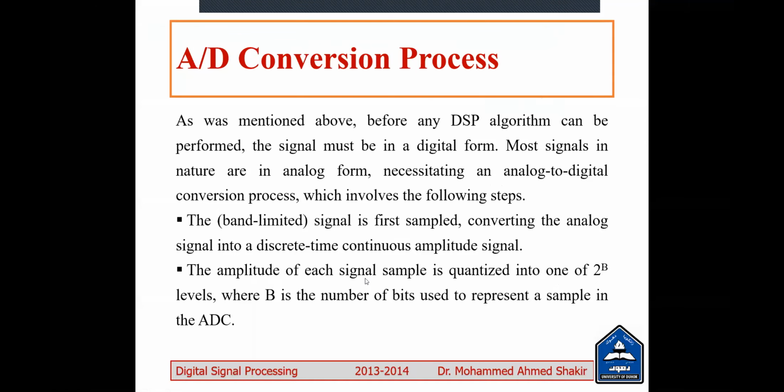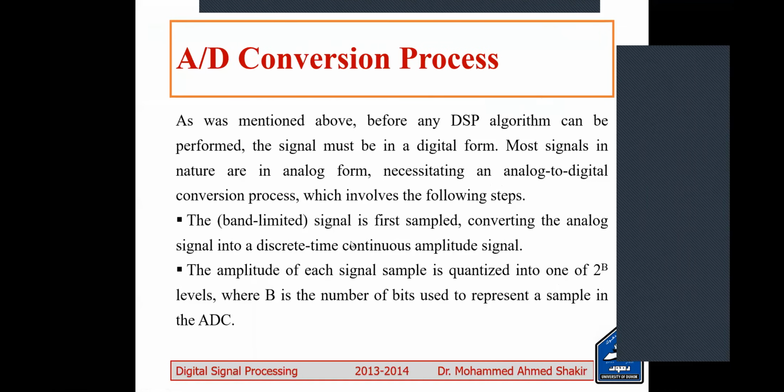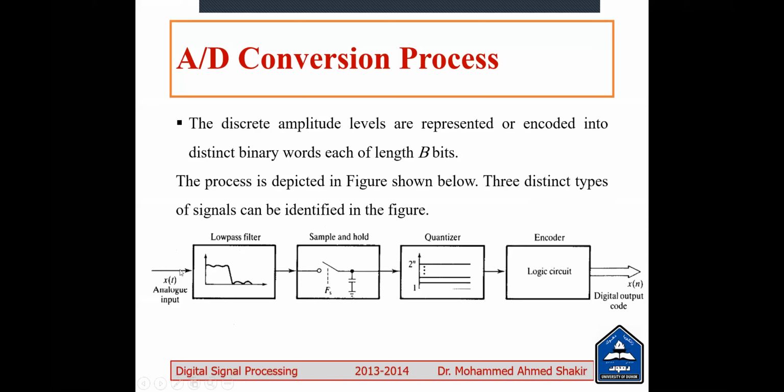So we are going to talk about this diagram. Okay, look, at the beginning we have a low pass filter. Then it's followed by a sample and hold circuit. Then we have a quantizer and encoder. Really, this diagram represents the operation of the A to D converter. Now I'm going to talk about each block individually to understand the operation of the A to D converter.